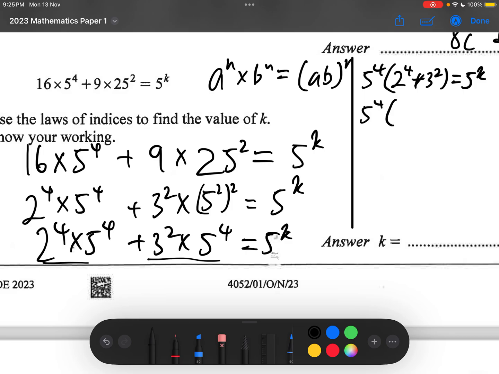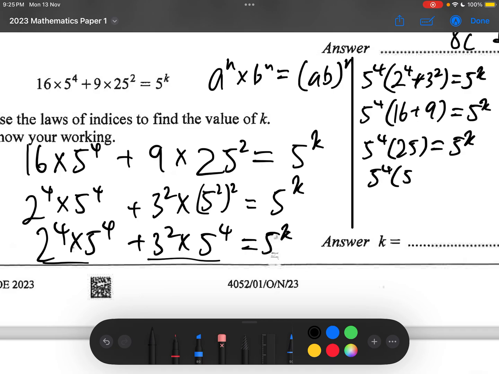5 to the power of 4, 2 to the power of 4 is 16, 3 squared gives me 9. 5 to the power of 4, this is 25. 5 to the power of 4, 25 is 5 squared, 5 to the power of k. And now to use this law, I have the same base, different indices. I can add the powers together while keeping the base the same. I'm going to use the same idea to do this.